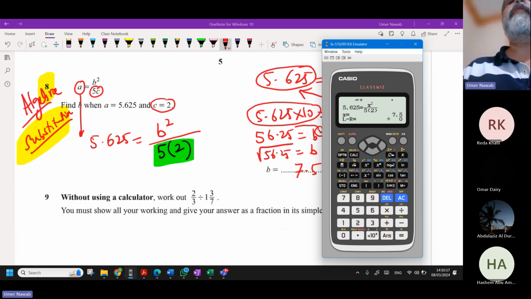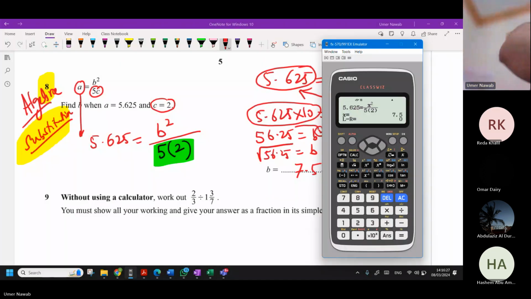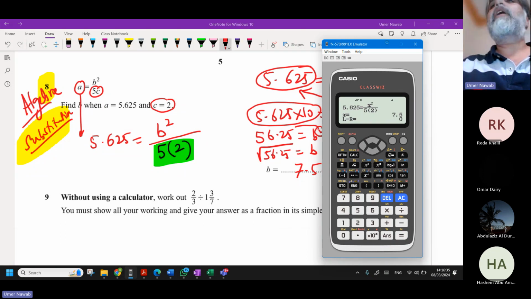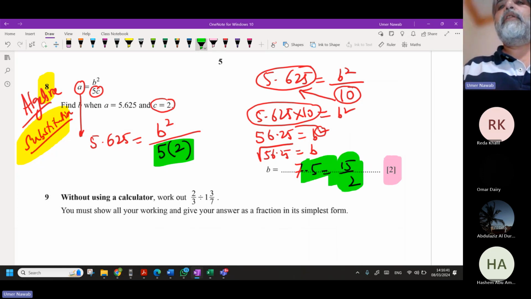calculator gave me 7.5. And be careful in the final exam, when left minus right is zero, it means there is zero error between left and right. So you got the exact answer, which is basically 7.5. And it is matching with my answer, which I got directly from the calculator. So guys, in the final exam, when you get your answer, you can also verify it from the calculator. I hope it is clear.